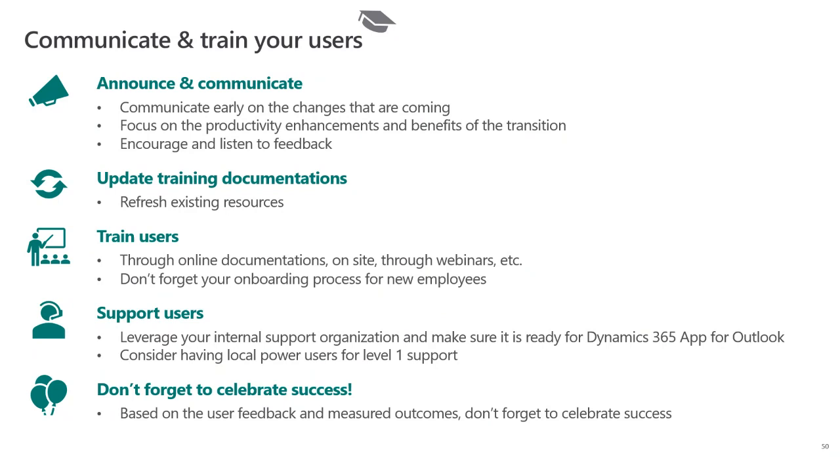Important aspect is to also make sure your support users are aware of those changes and that they are ready for the app for Outlook. And also consider having local power users for level 1 support. From experience, we've seen that the number of issues with the app for Outlook is far less than with the Outlook command in. So this should actually help your support organization focus on more important tasks. And also don't forget to celebrate success based on the user feedback and the measured outcomes of the app for Outlook.